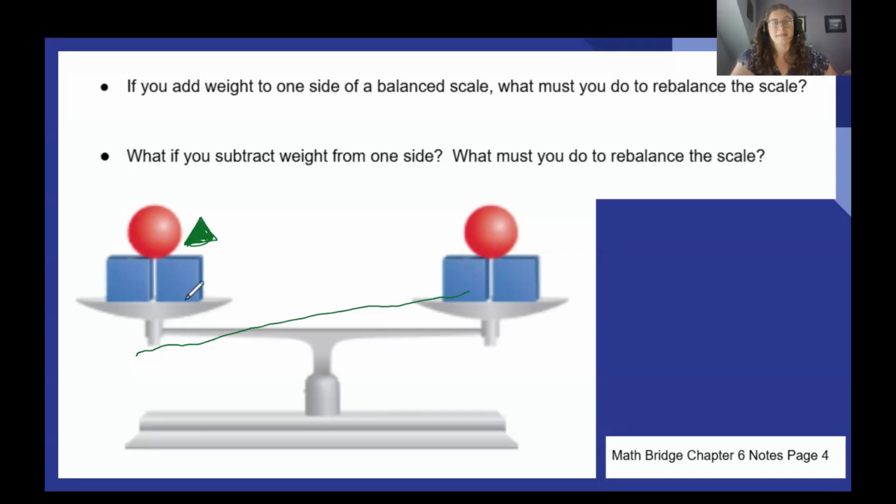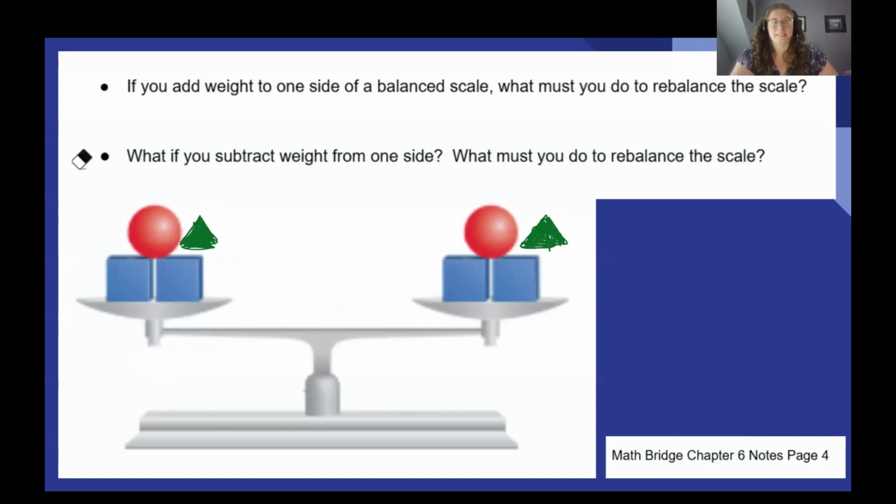But if I wanted to stay balanced, think about what I could do. I added a green triangle on this side, right? So that my scale stays balanced, I can add a green triangle on this side. And now my scale is back in balance. Both sides weigh the same, right?